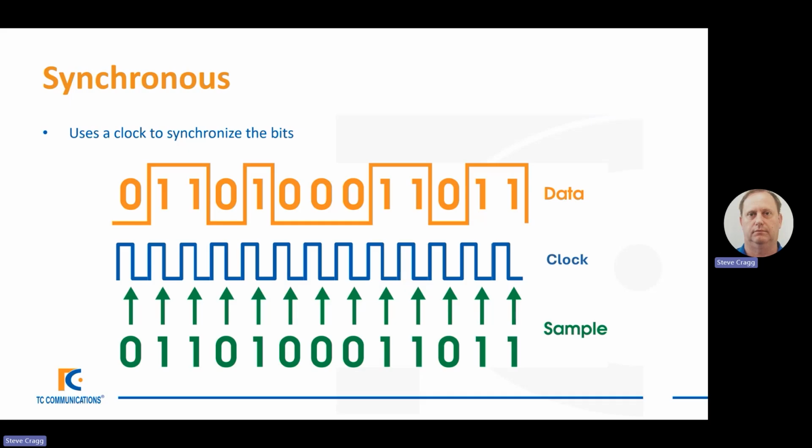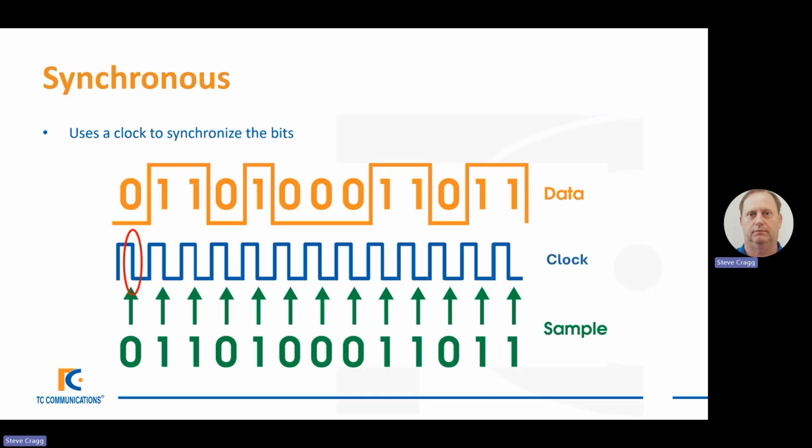So synchronous uses an extra wire or signal called the clock, and the clock is, as I said, an additional line that is used. And what the clock does is it tells the devices where you could sample the data. So in this case, we are going to do it on the falling edge of the clock.